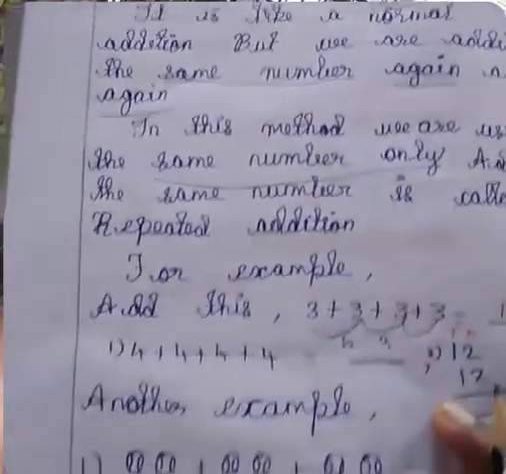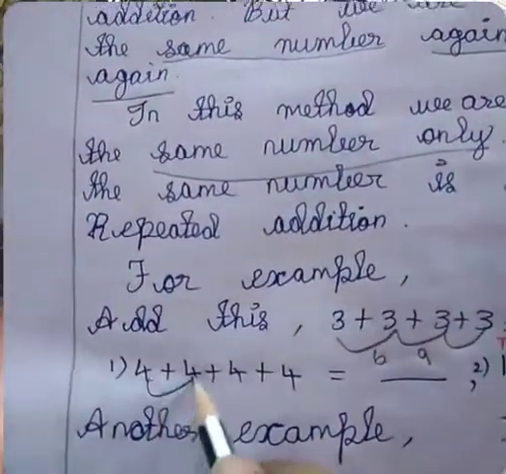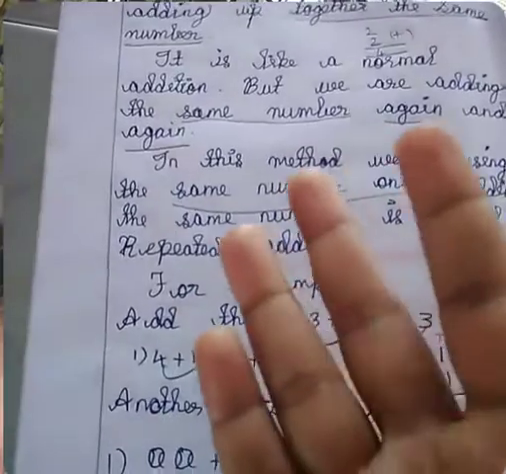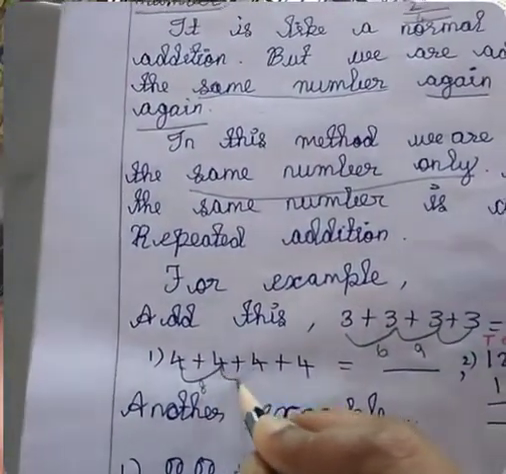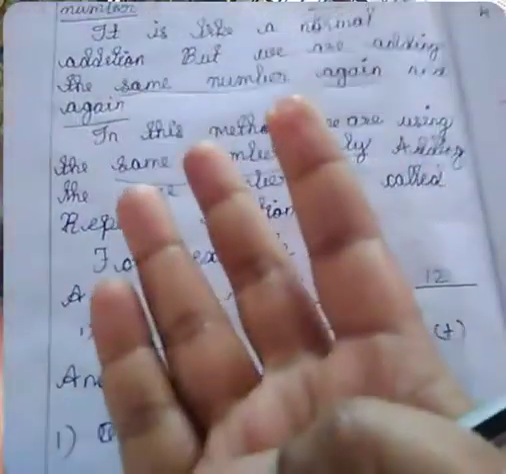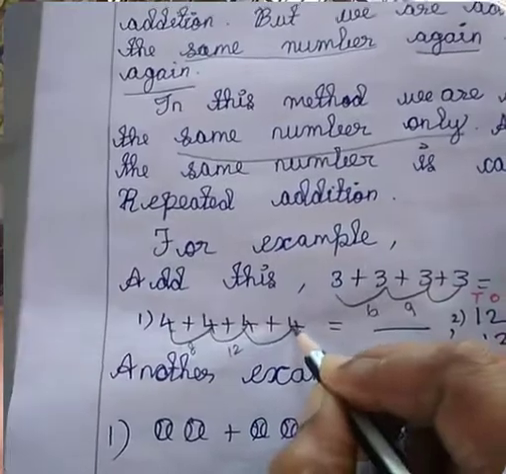See the next one: 4 plus 4 plus 4 plus 4. First add these two 4s: 4 in the mind, 4 in the finger, 4 after 5, 6, 7, 8. Keep 8 in the mind, again add this 4: 8 after 9, 10, 11, 12. Keep 12 in the mind, add this 4 again.